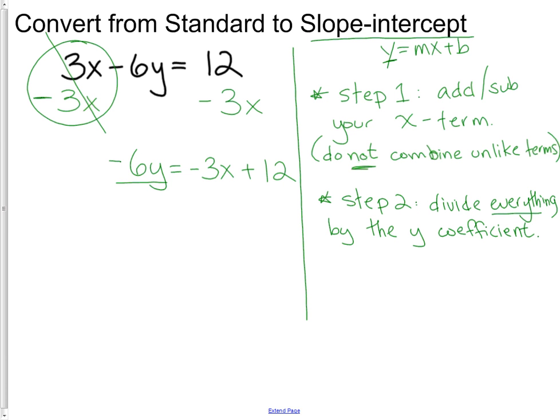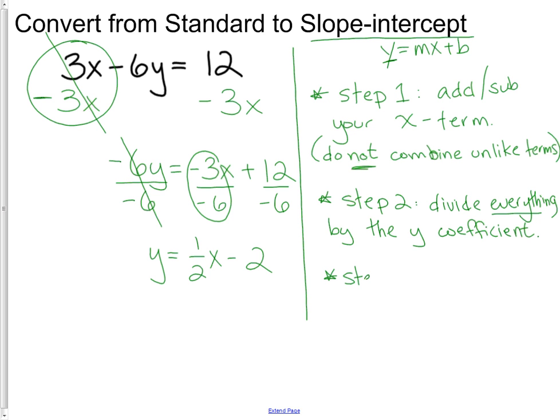So here in step 2, we're going to divide everything, not just the x, not just the 12, not just the y. We're going to divide everything by negative 6. Those cancel out, leaves us with y. On the right side, you want to make sure you simplify. Negative 3 over negative 6 simplifies to 1/2. 12 over negative 6 simplifies to negative 2. So our last step, step 3, will be to simplify if possible. But here is your answer in slope-intercept form.